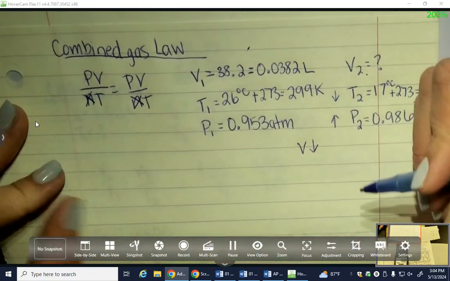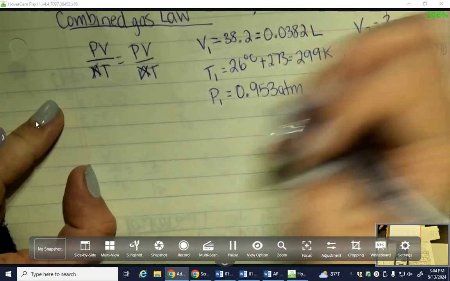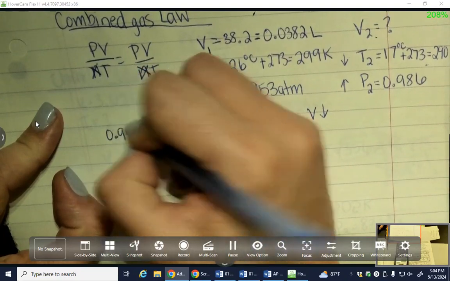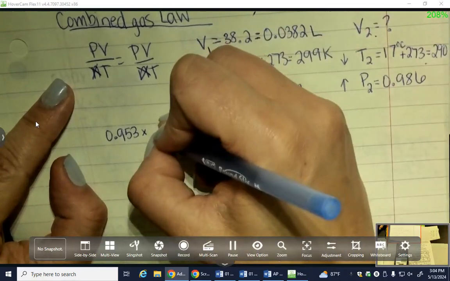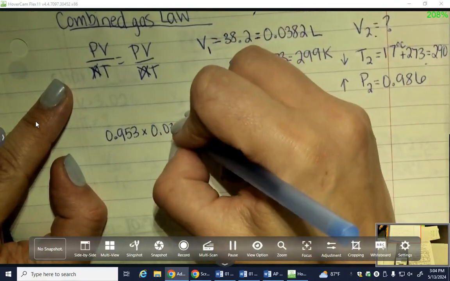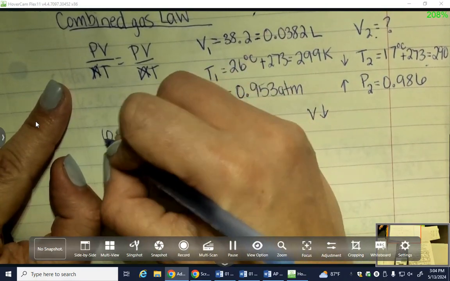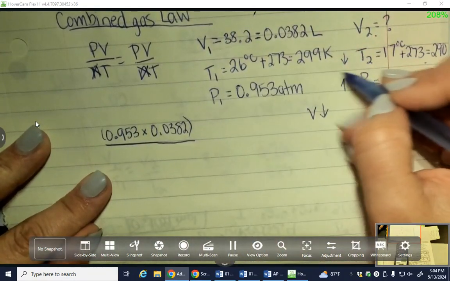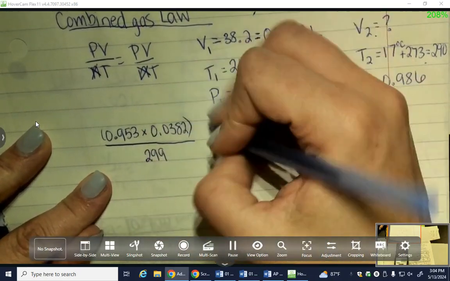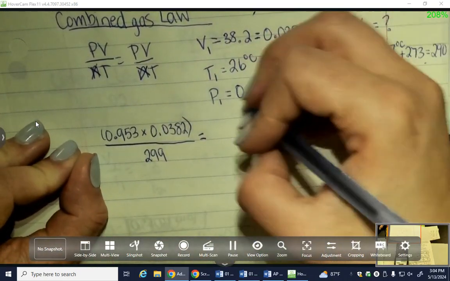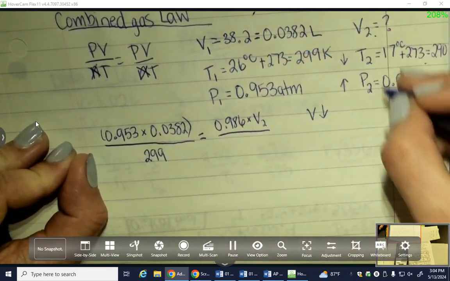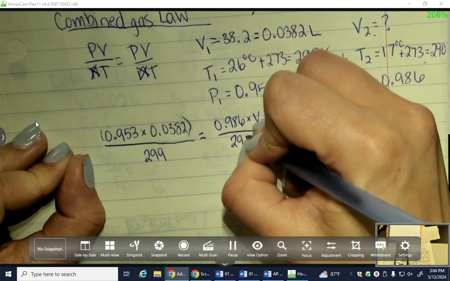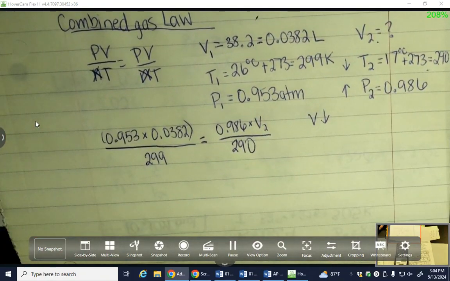Okay, so when we go to plug all this in, this is the fun part. It looks worse than it is, I promise. So 0.0382 times 0.953, all divided by temperature 1, so 299. And I'm going to set that all equal to pressure 2, which is 0.986, times volume 2, divided by temperature 2 of 290. Now, it looks very scary for some of us.